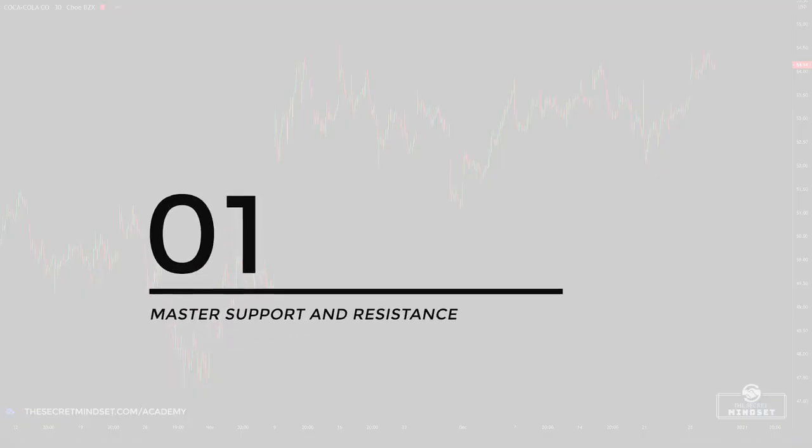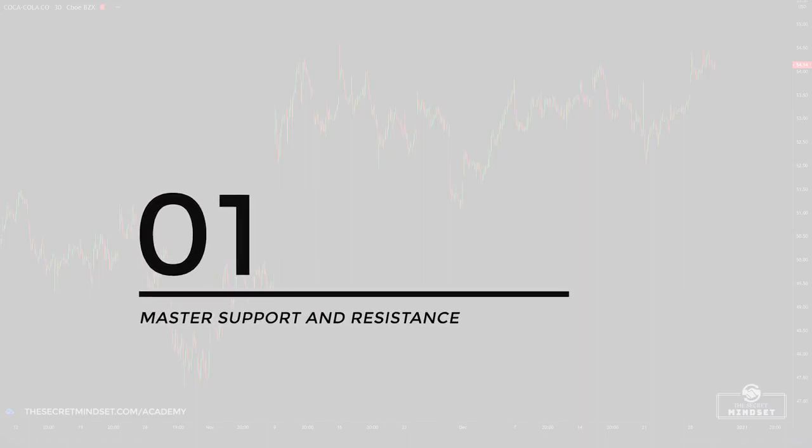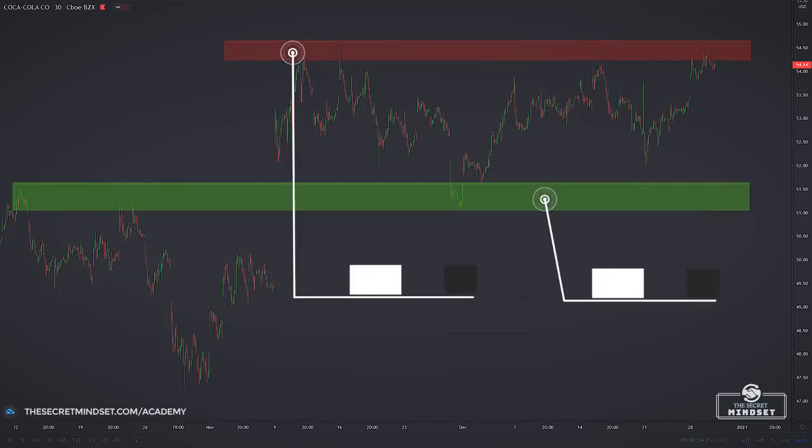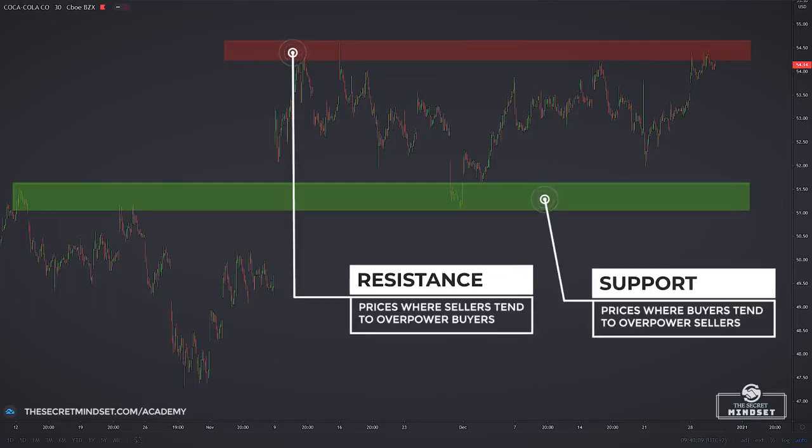Number 1. Master support and resistance. Support and resistance are the most important components of technical trading. Support areas are prices where buyers tend to overpower sellers, whereas resistance areas are prices where sellers tend to overpower buyers. These price levels allow traders to evaluate the potential risk and reward of a trade. The key is to be able to measure them properly.